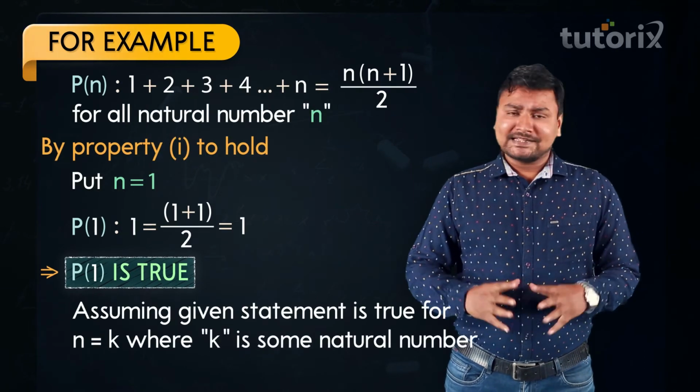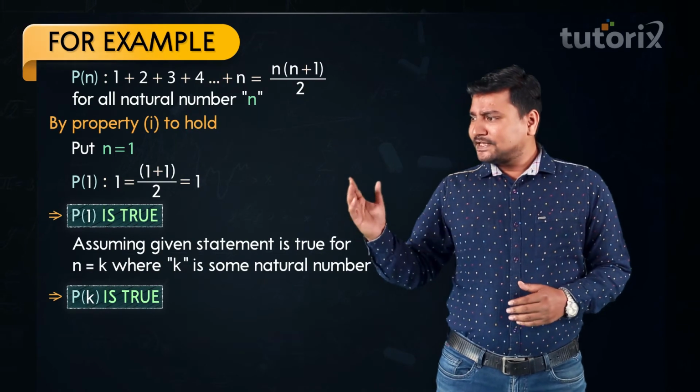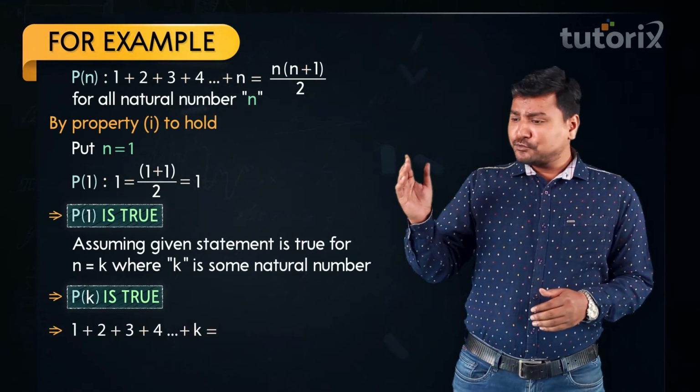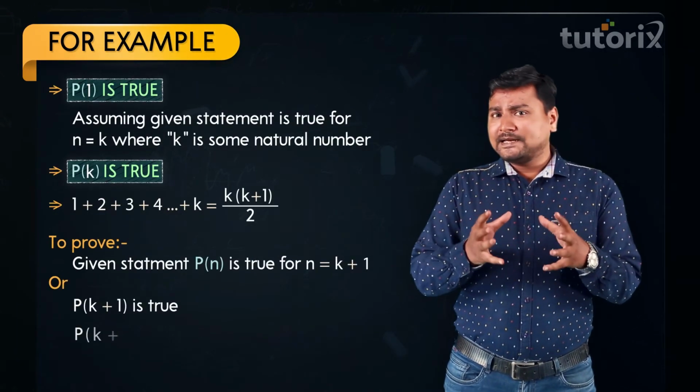Now let's assume that the statement is true for n is equal to k. So this implies that 1 plus 2 plus 3 plus and so on till k is equal to k times (k plus 1) by 2. Now let's prove that for Pk plus 1.